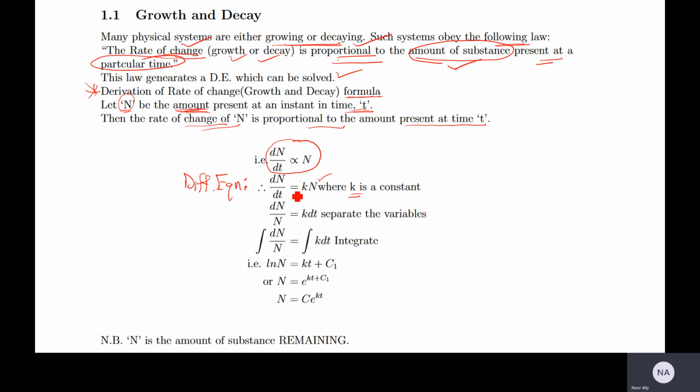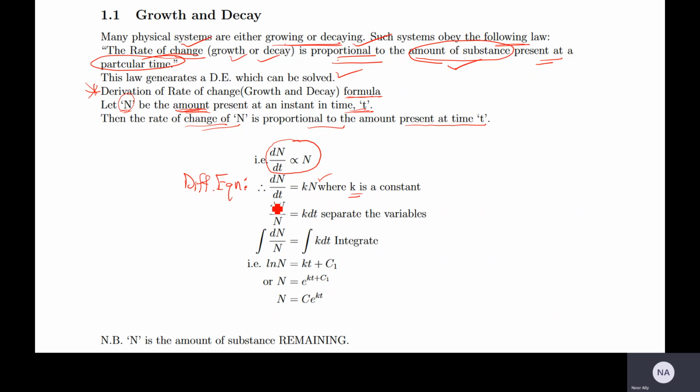We need to find N. In other words, we need to find a solution of this differential equation. There are different ways and methods of solving a differential equation. We've got separating variables. We've got a linear equation. What is this? This is a simple separable equation.